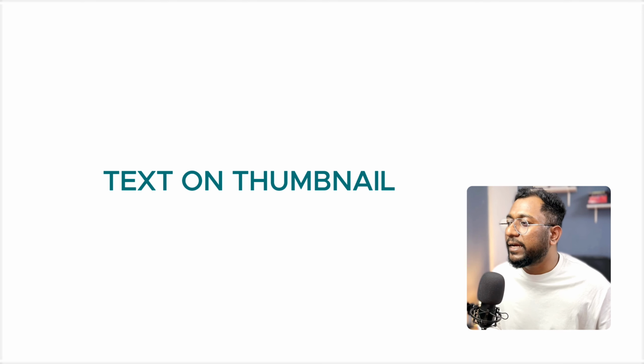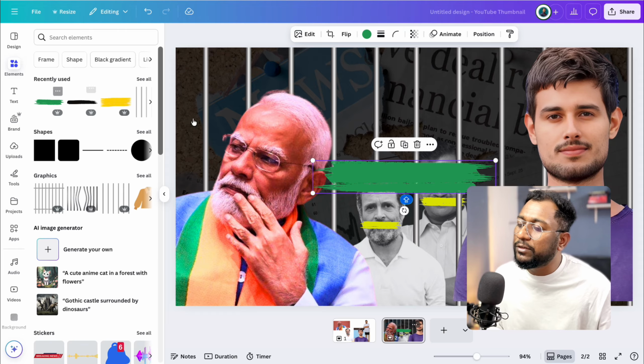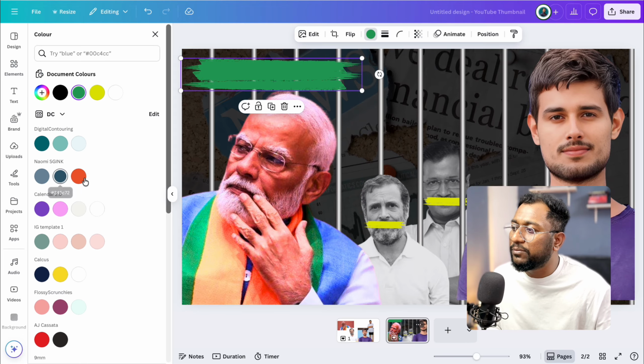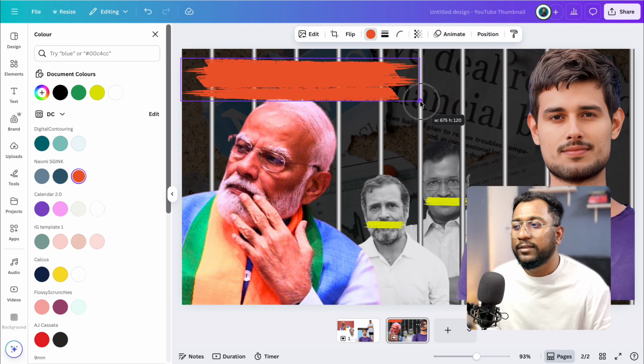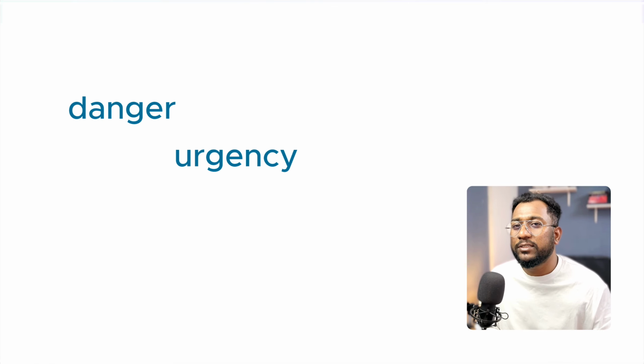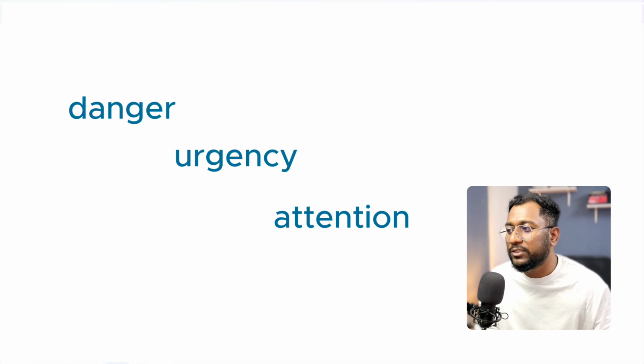Now let's add the title. I copied the same brush element I used before. You can use the same one, or choose a different brush. I changed its color to red. Why red? Because red color shows the danger, urgency, and grabs attention.